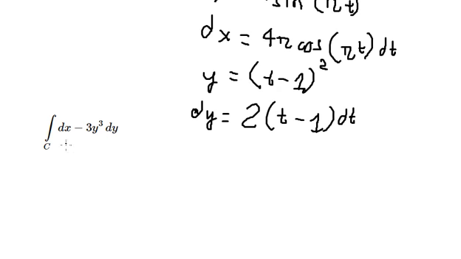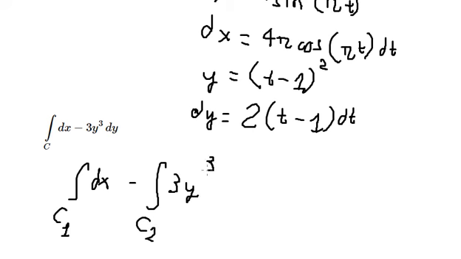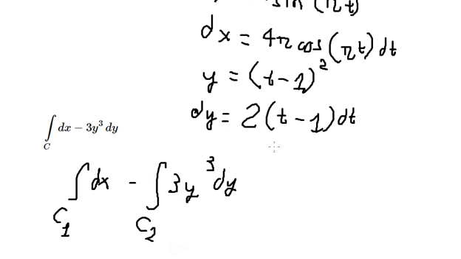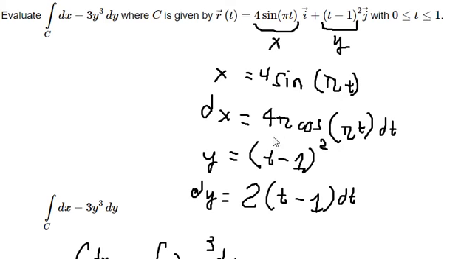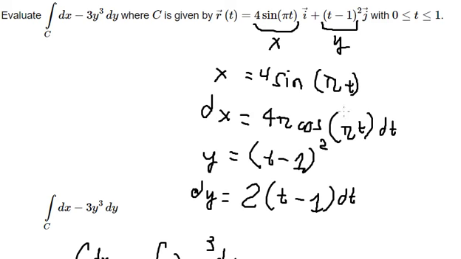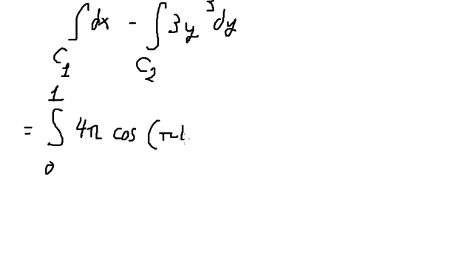Now we can divide it into two integrals. The first one is over C1 of dx, and the second one is over C2 of 3y to the power of 3 dy. For dx, that's this one, and we have the integration from 0 to 1. And we have 4b cosine bt dt.